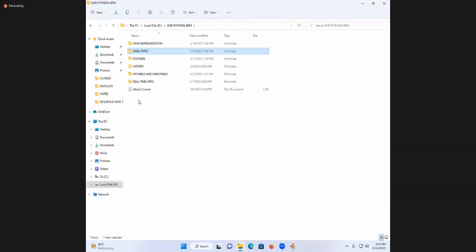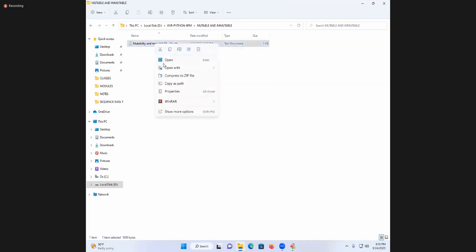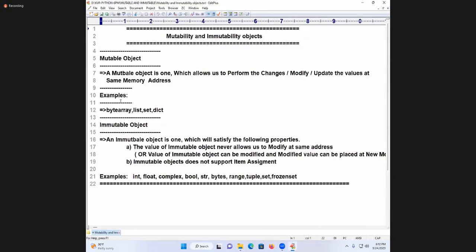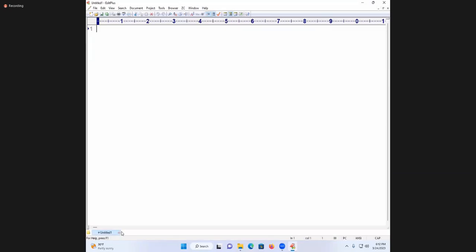Mutability and immutability we also discussed, students. There we covered what a mutable object is, what an immutable object is, and what the examples of them are, with some small examples also shown. This concept will be continued daily, students. Now I'm going to say today's concept, the most important one, before entering into the further discussion.